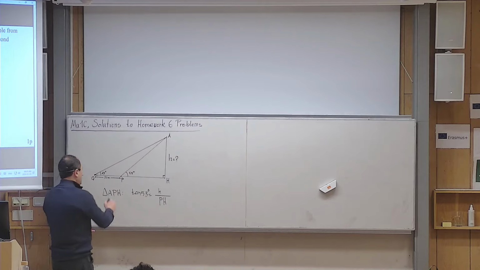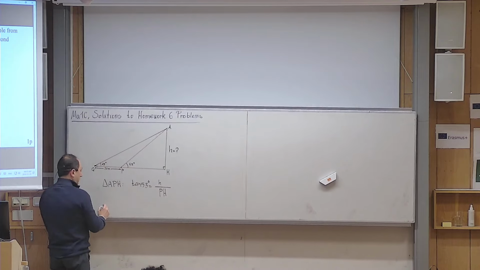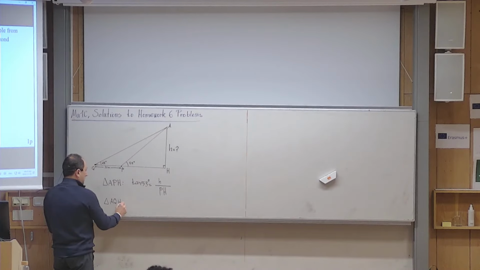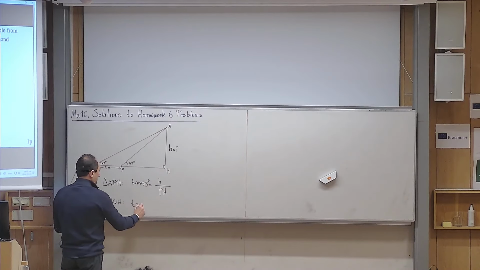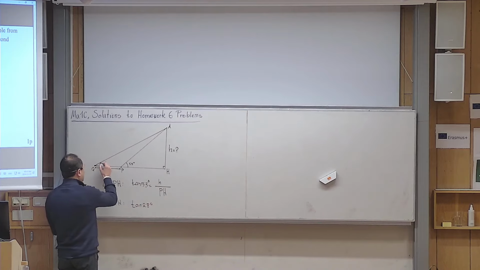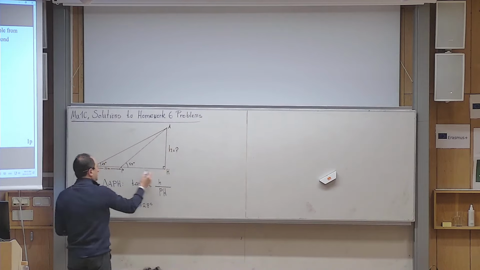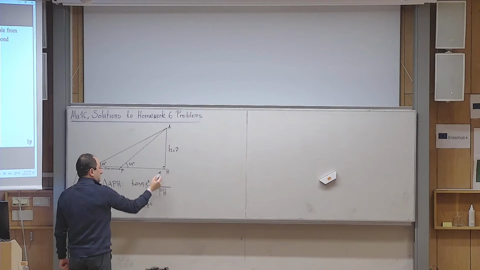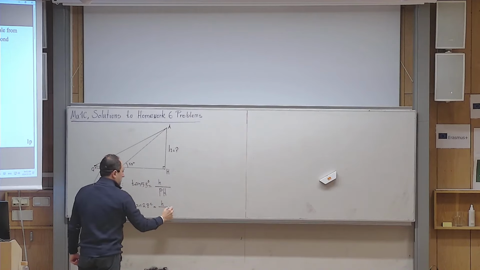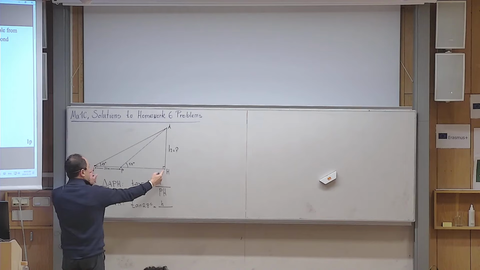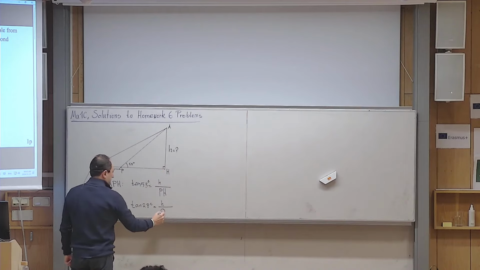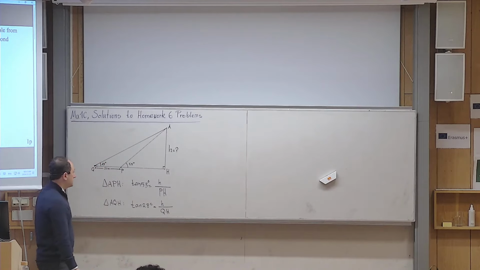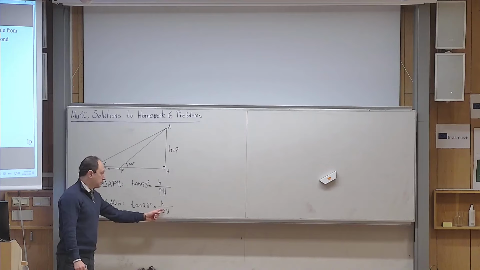And then I can write something similar in the bigger triangle, the triangle AQH, and I can write tangent of 28 degrees this time. Yes, this bigger triangle. Tangent of 28 degrees is the opposite side, which is again the unknown H, divided by QH, which is still unknown. Yes? But at least I know something about PH and QH.